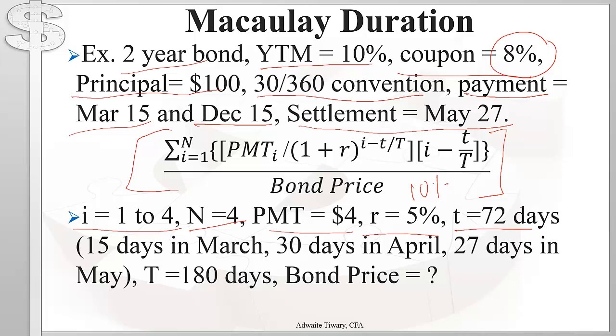Little t is 72 days because we are using the 30 by 360 convention, which means we have 15 days in March, 30 days in April, and 27 days in May. Uppercase T is 180 days. It's a 6-month bond payment, and we need to compute the bond price.